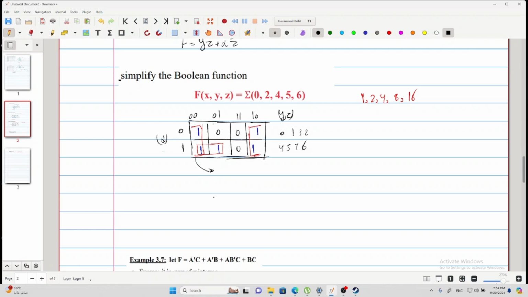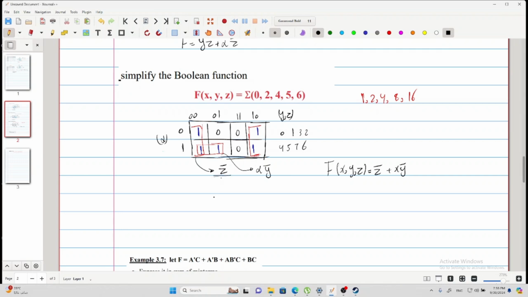So the first one here, which is the 4 group, you see that x is changing, and the y is changing, but the z is constant. So z prime is constant. And then the second group, you see that x is constant, and the y is constant as well, which is 0. So then the function f of x, y, z is equal to z complement or x complement y complement.